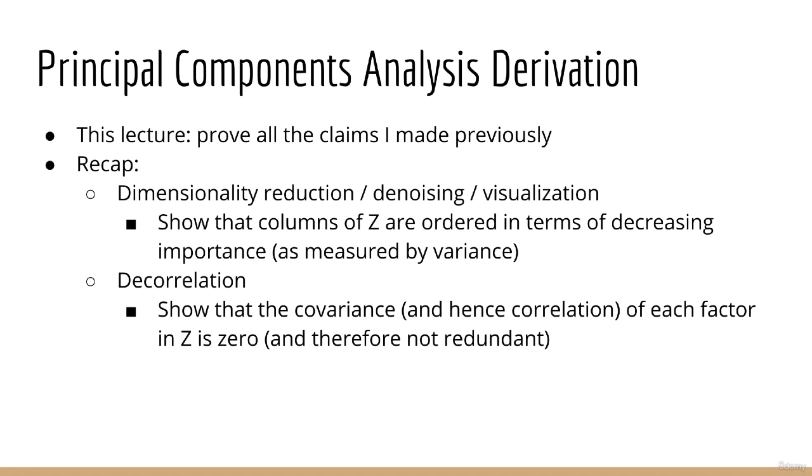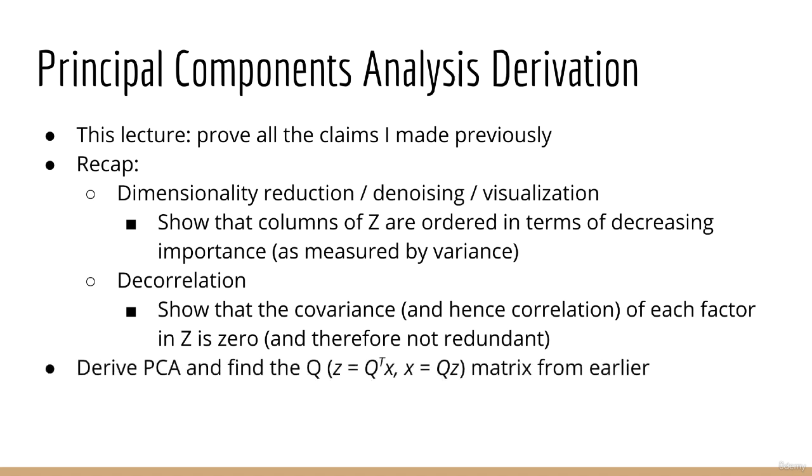Okay, so our goal in this lecture is as follows. We're going to derive PCA, and I'm going to show you how the Q matrix we looked at earlier can be found. Furthermore, we're going to show that by using this particular Q matrix, the Z that we get when we transform X to Q will lead to the above properties. These properties, again, are that the principal components will be ordered by variance and they will be decorrelated. Okay, so let's begin.